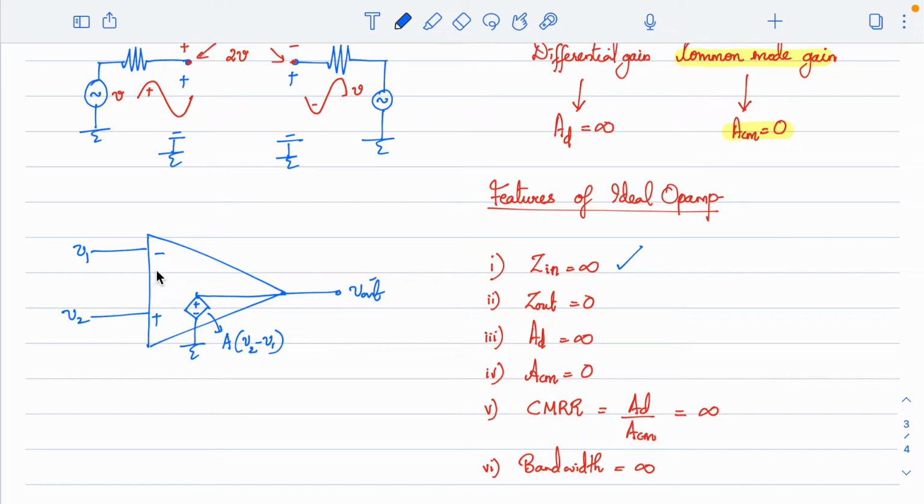So input impedance is infinity, output impedance is 0, and the differential gain is A times V2 minus V1, and you'll have the plus and minus terminal. So this is plus VCC and this is minus VEE. Alright, I hope you are following. Can I get some response in the chat?